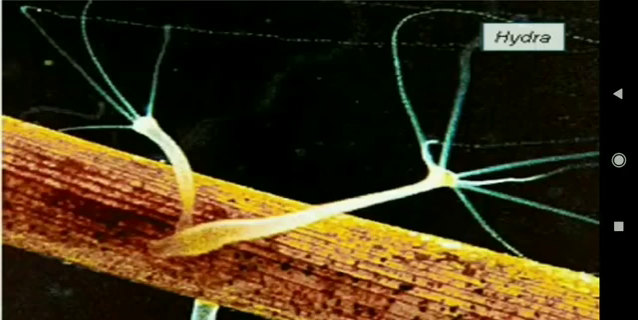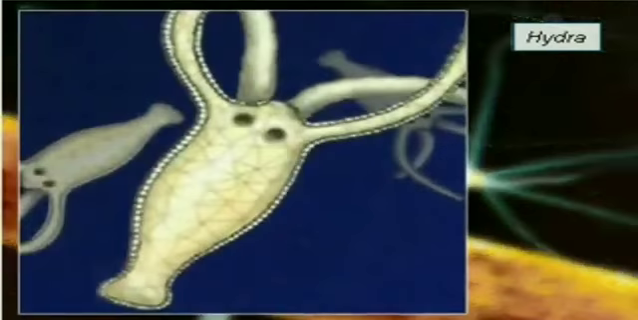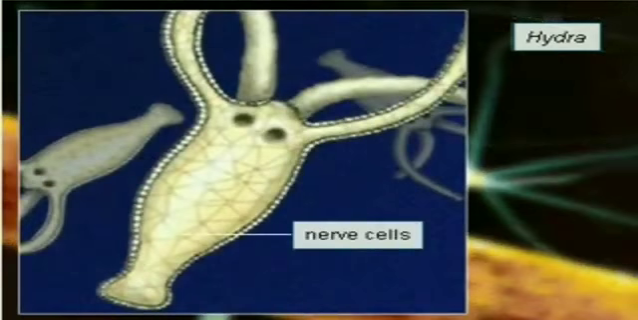Let's understand hydra. This is a hydra having nerve cells which are scattered throughout the body. They are interconnected to each other, forming a nerve net. So it shows a diffused type of nervous system.